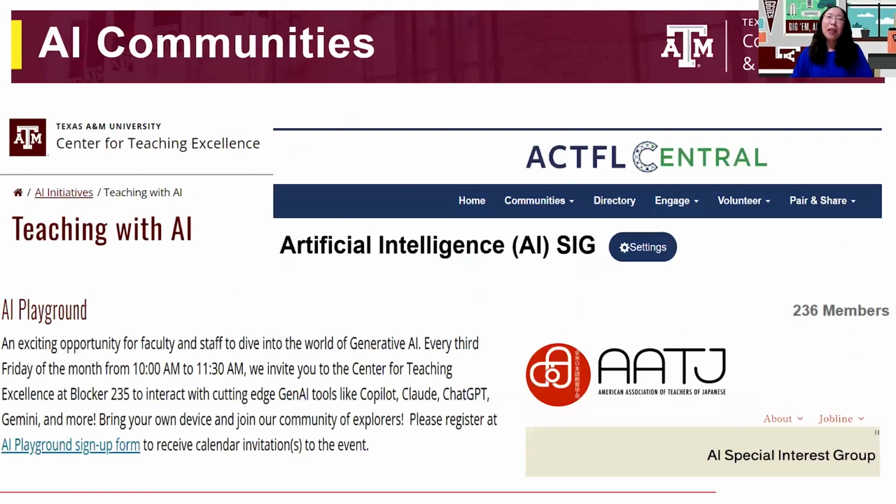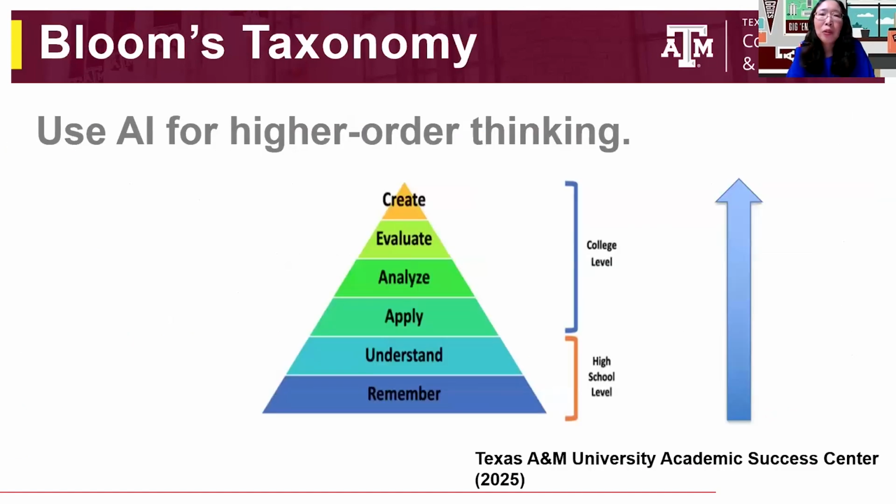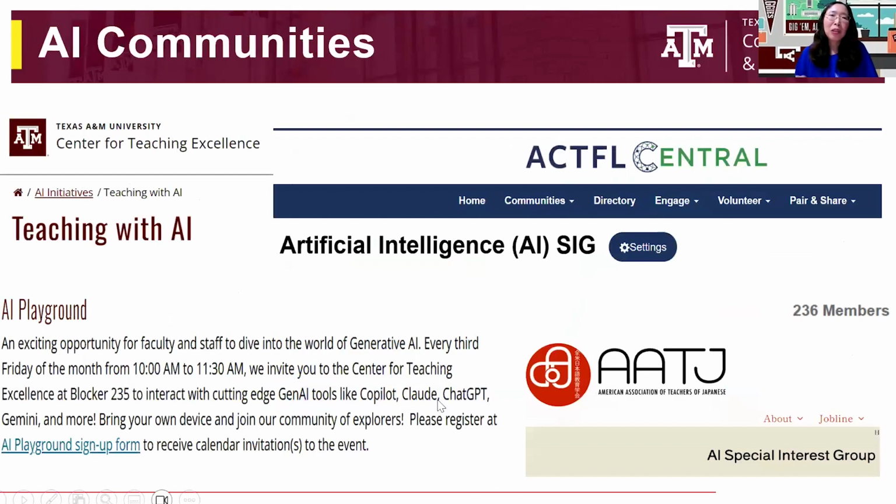And my goal is to use AI for more higher order thinking to promote critical thinking skills. So I would like to keep doing professional development through CTE. Also, the American Council on the Teaching of Foreign Languages and the American Association of Teachers of Japanese have AI special interest groups. So I will keep exploring.